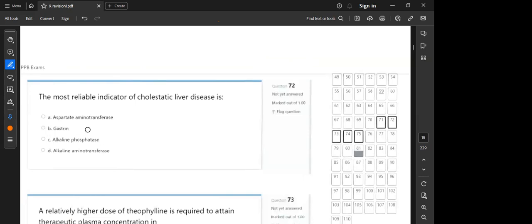The most reliable indicator of cholestatic liver disease is... ALT, aspartate aminotransferase, gastrin, alkaline phosphatase, alanine aminotransferase. I think alkaline phosphatase, but I'm not sure. Maybe we can go through some of these markers after we answer this question.